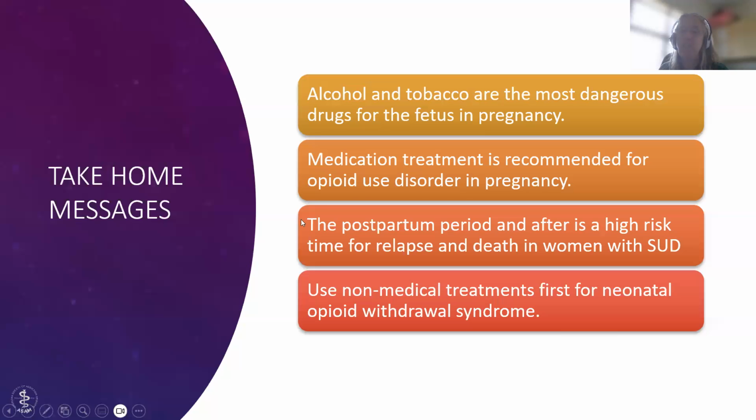So take-home messages. Alcohol and tobacco are the most dangerous drugs for the fetus in pregnancy. Medication treatment is recommended for opioid use disorder in pregnancy. The postpartum period and after is a really high-risk time for relapse and death in women with substance use disorder. And use non-medical treatments first for neonatal opioid withdrawal. And that is all I have. What questions do people have?